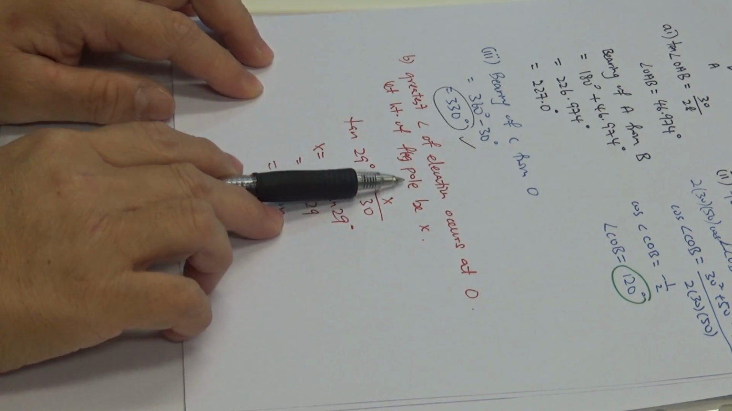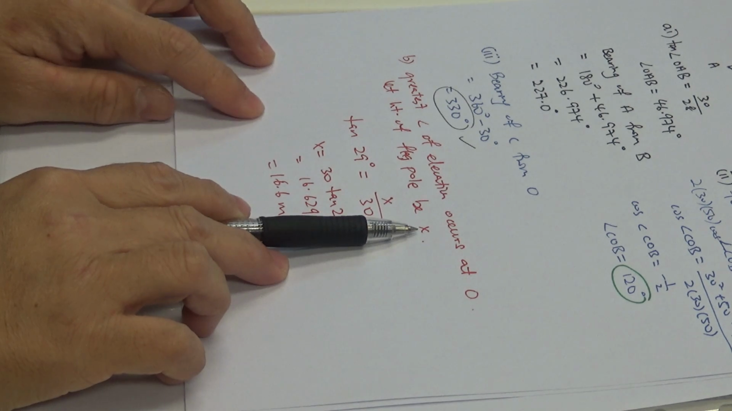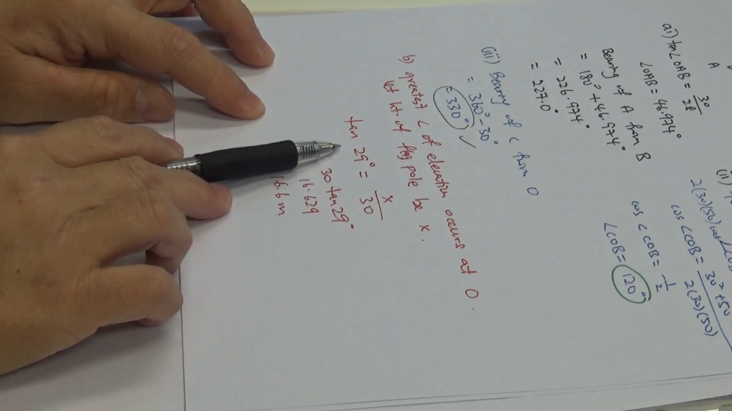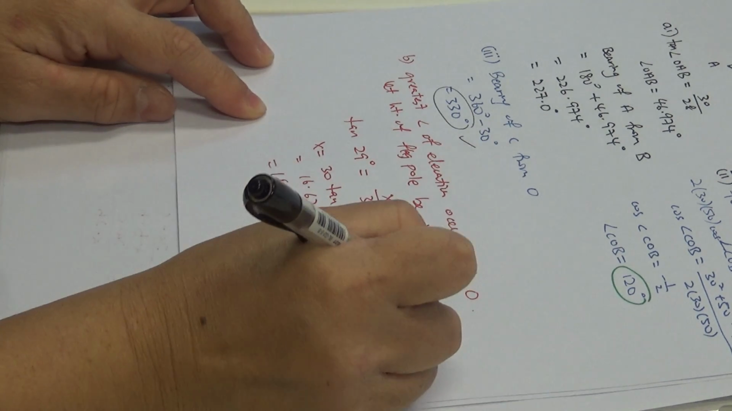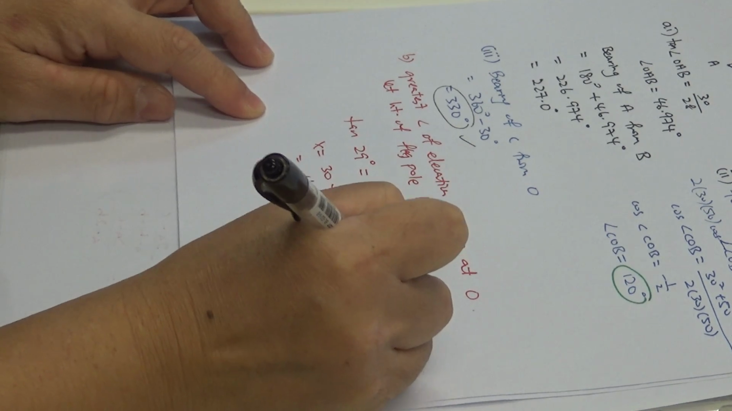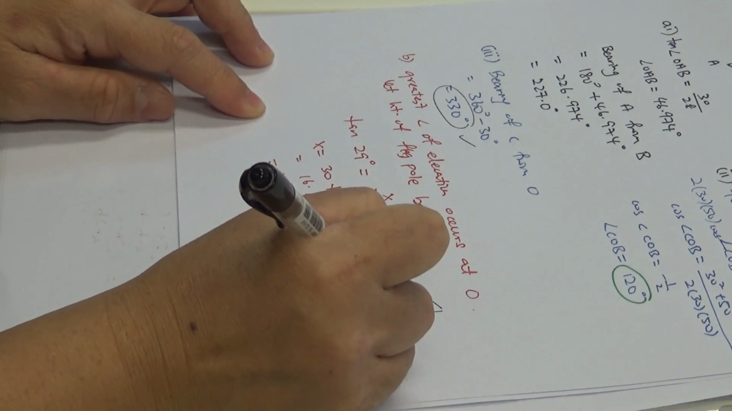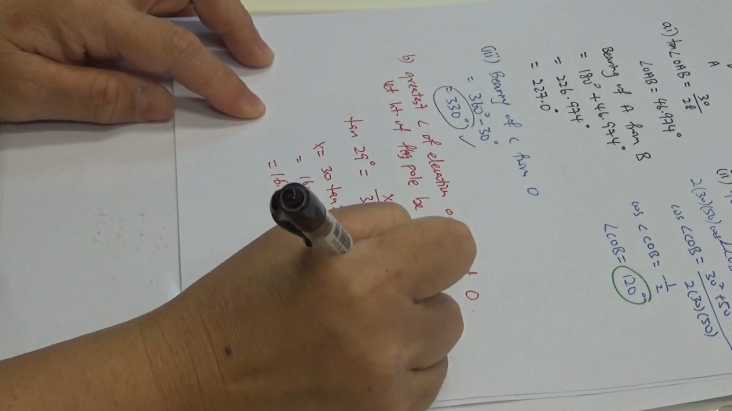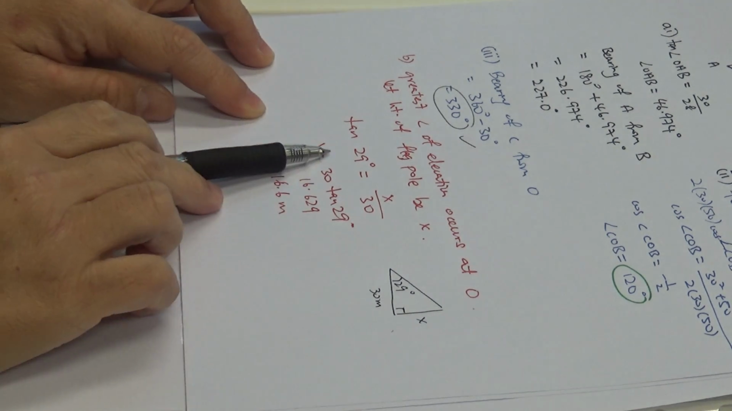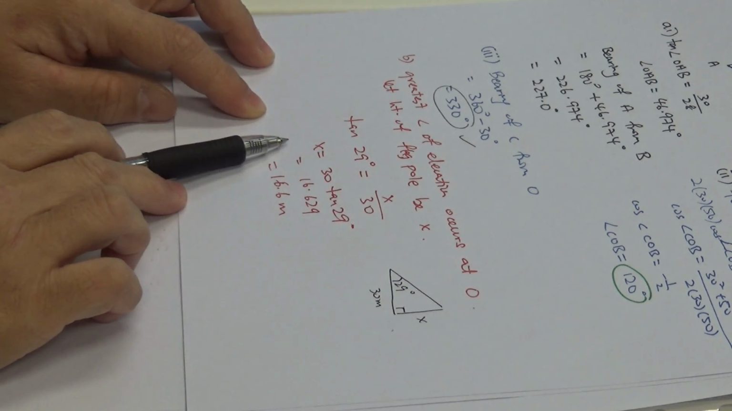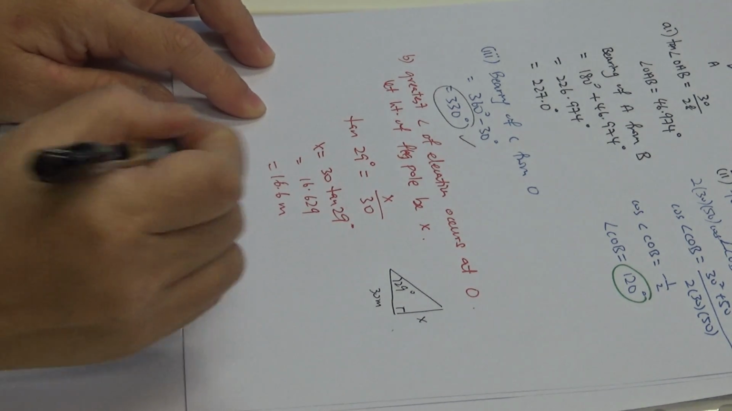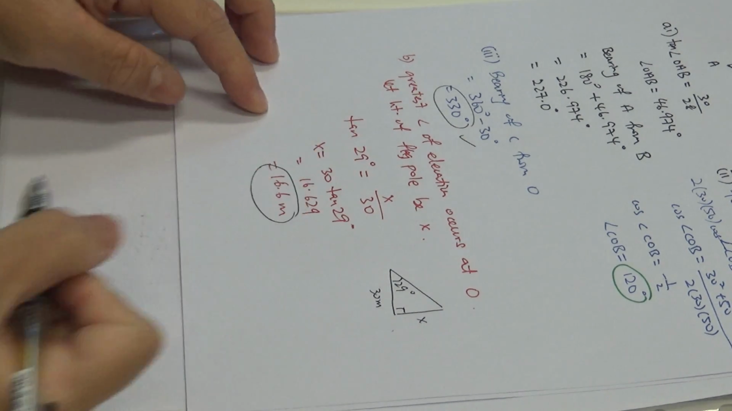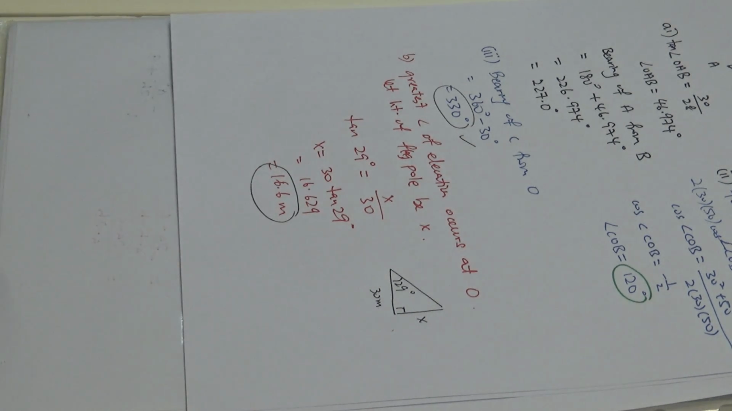So let the height of the flagpole be X. So tangent 29, because we know that the angle of elevation is 29 degrees and this is 30 meters. I let the height here be X. So tangent 29 is X over 30. Then I will find the height of the flagpole as 16.6 meters.